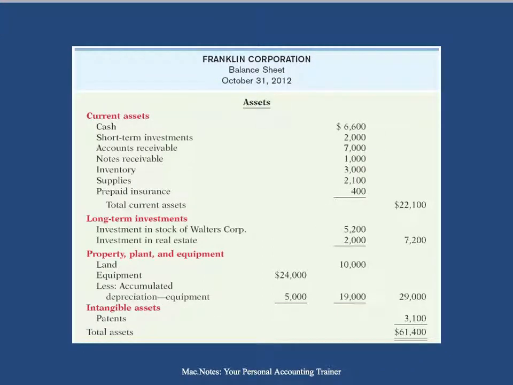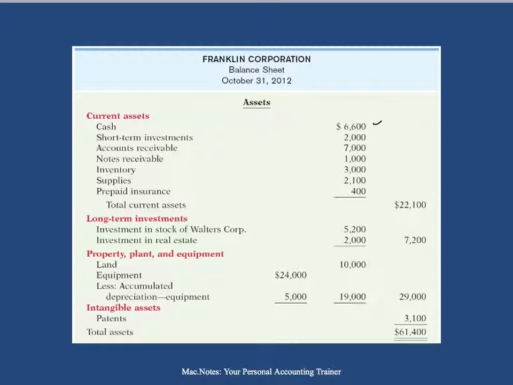Now this shows you what a classified balance sheet is. The previous balance sheet was just a straightforward assets, liabilities, and equity. But in reality, what we do is we classify the assets into short-term and long-term, property, plant, and equipment, and intangible assets. So we categorize it. Current assets are assets that are going to be used up in the next accounting period. And they're listed in order of liquidity.